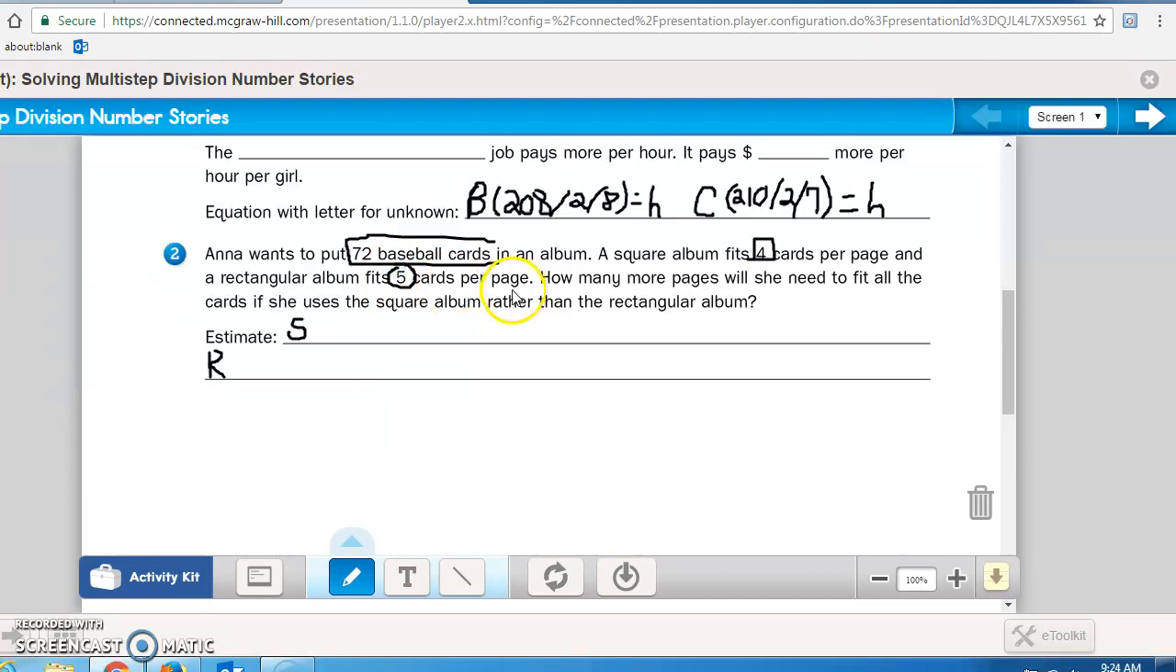cards per page. So these should be set up as division problems, and then you have to answer the final question. How many more pages will she need to fit all the cards if she uses a square album rather than the rectangular album? So make sure that you answer that question before you're done. Pause the recording now and finish page 245.